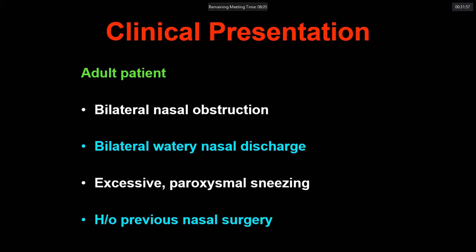the management is more important. So what is the clinical presentation? It is mostly in adult patients, and there is always bilateral nasal obstruction, bilateral watery nasal discharge, and excessive paroxysmal sneezing, and there can be a history of previous nasal surgery, because allergy has been implicated in cases of ethmoidal polyp. Sometimes when we ask what the etiology is, in one word, the etiology for AC polyp is inflammatory, and in ethmoidal polyp it is allergic. Not always, but it may be.